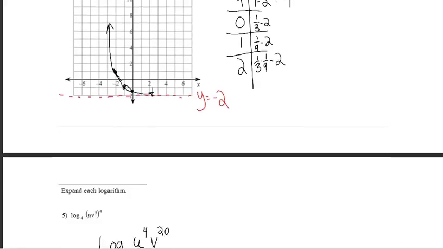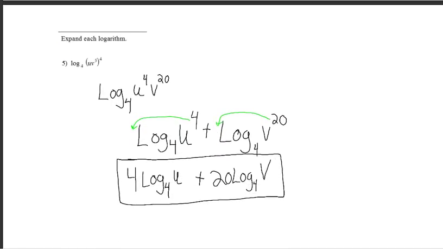Now, scrolling on here. Expand each log. The first thing I want to do in an expansion is, if there's an exponent here, share, because sharing is caring. Thank you, imaginary voice in my head. You're being very helpful today. So, I multiply here, I get a 4.